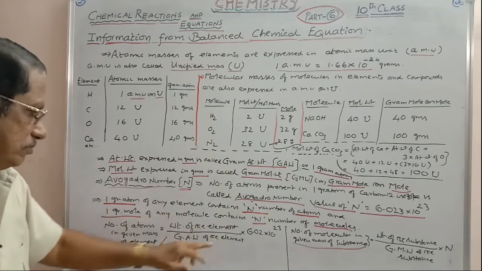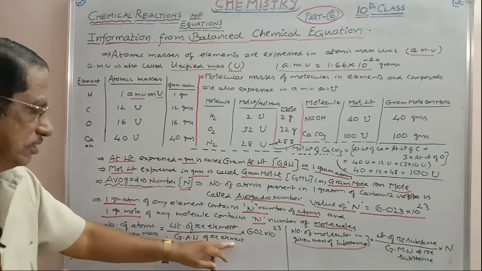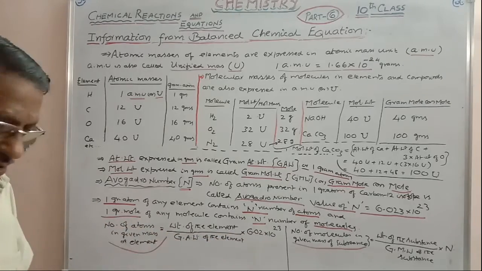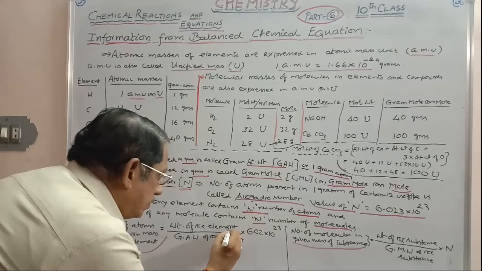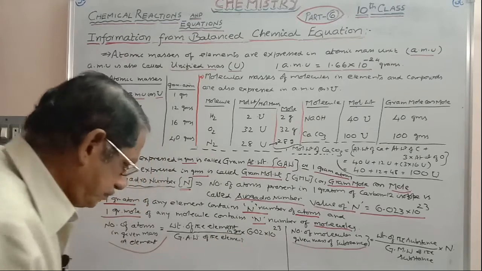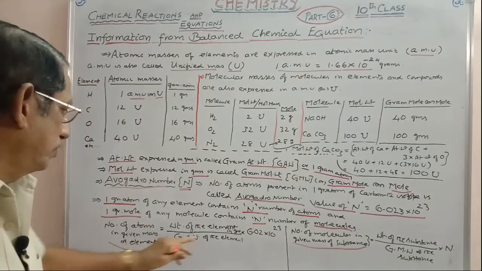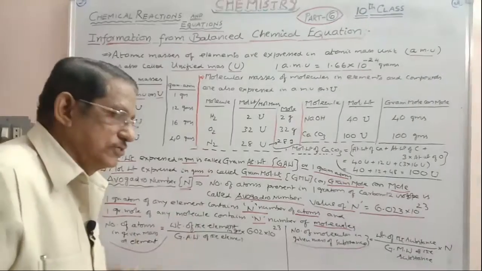Weight of the element in grams divided by the gram atomic weight of the element, multiplied by 6.023 × 10^23. In grams, you can also write. Right? In that way you can count the number of atoms present in the given mass of the element.